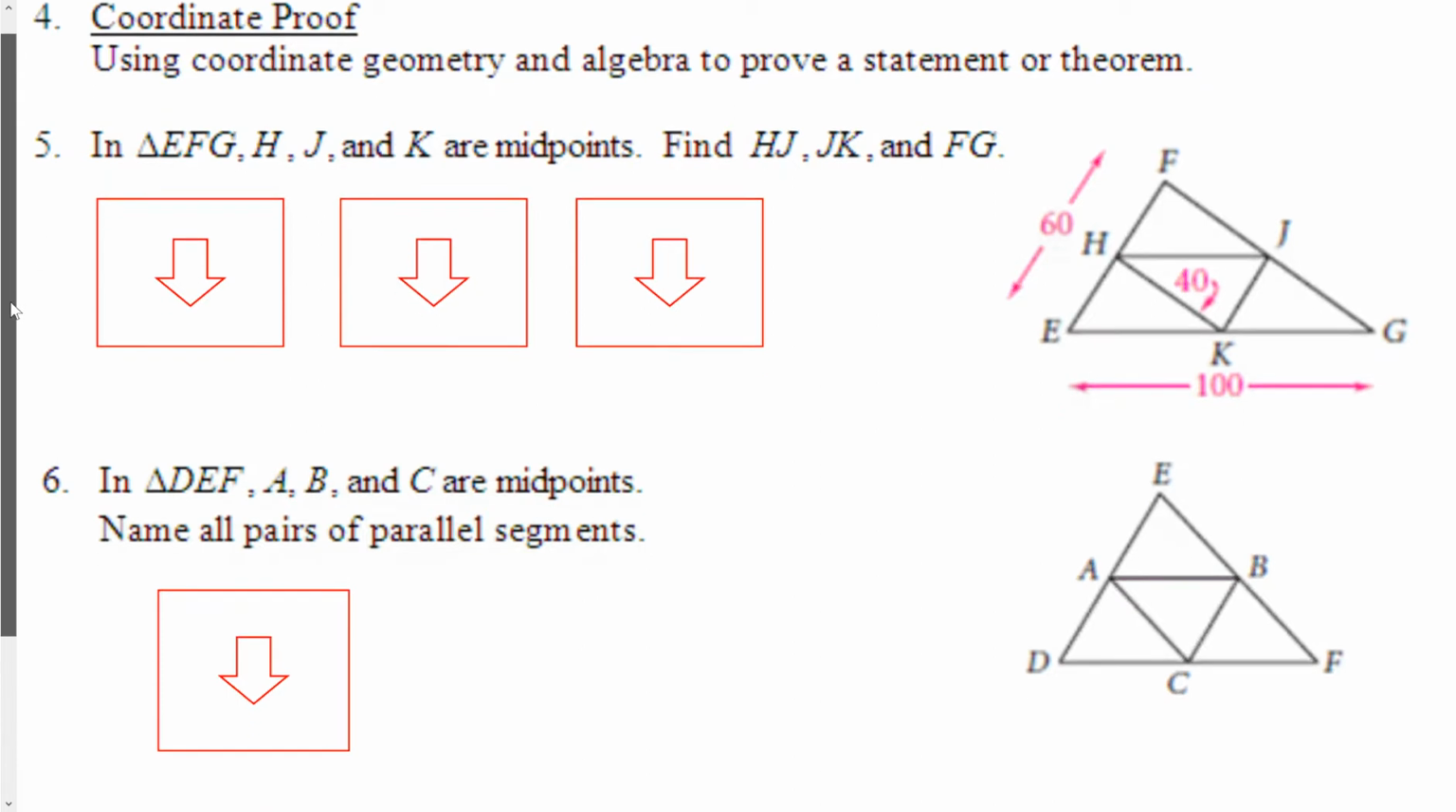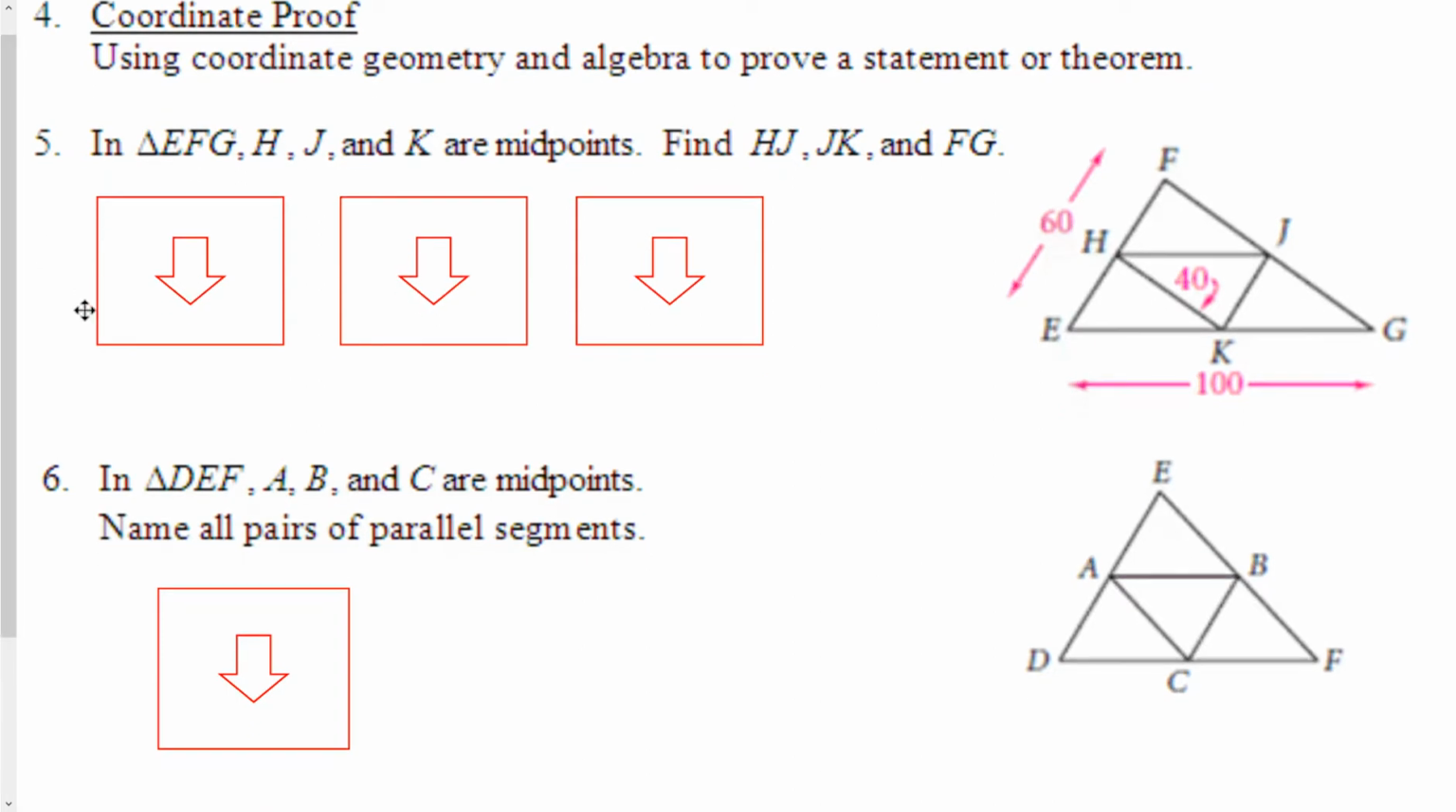So now we basically just have some problems that we have to be able to think through and answer to see if we really are grasping the midsegment theorem of a triangle. So here we have a triangle, EFG, and we're told that H, J, and K are midpoints. Our job is to find the length of segments HJ, JK, and FG.